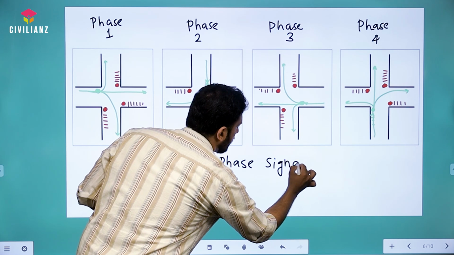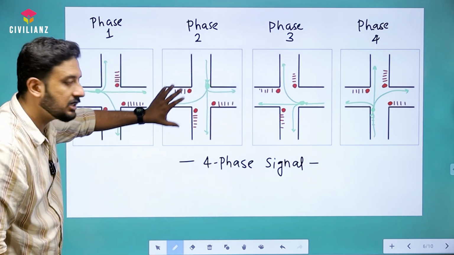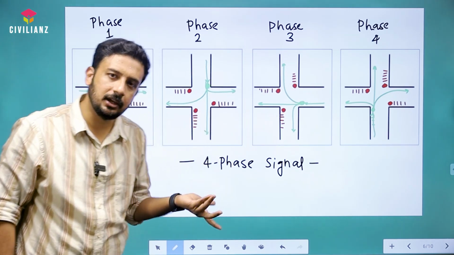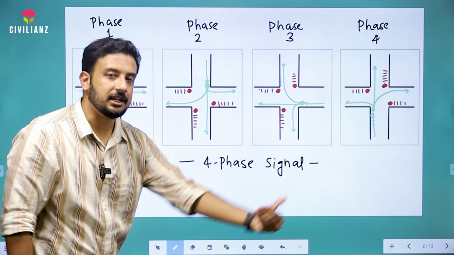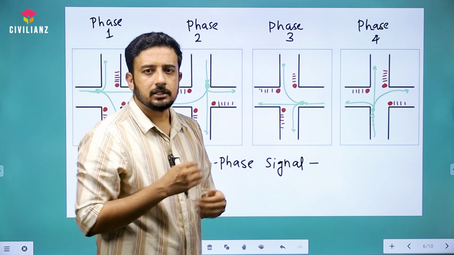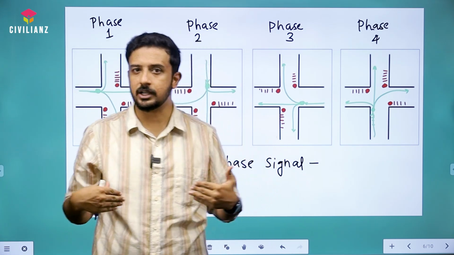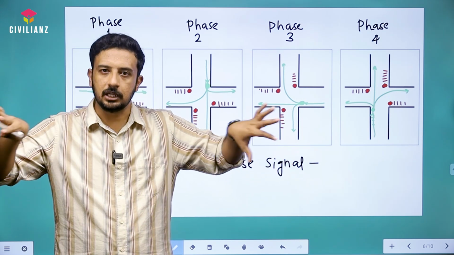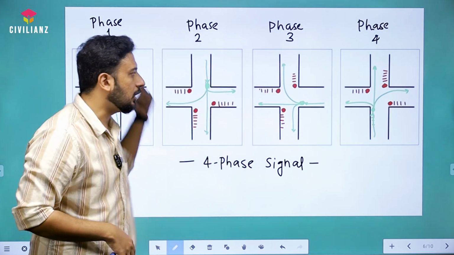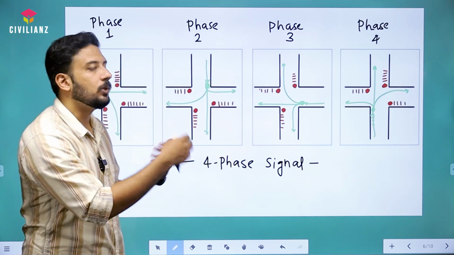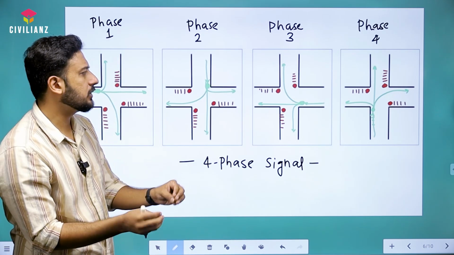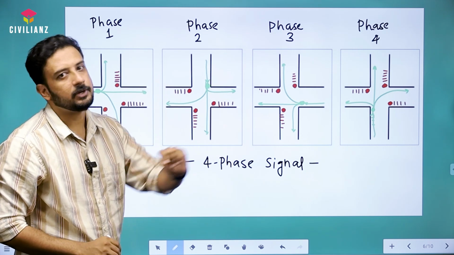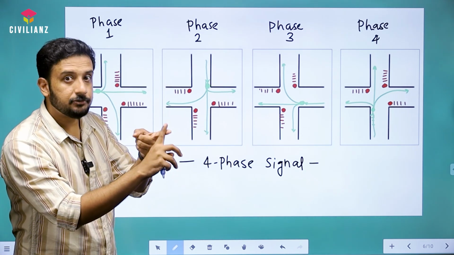It is a 4-phase signal, or I can call it a 4-phase signalized intersection. Like that also we can say. So whenever we hear there is a 4-phase signalized intersection, what we need to understand? Then in that particular intersection, there will be 4 stages. There will be 4 phases in which all the vehicles which are coming at that intersection will be getting a chance to move. Understood? Or we can say that the intersection design operates in 4 different stages or 4 different phases. So this is an example of a 4-phase signal.